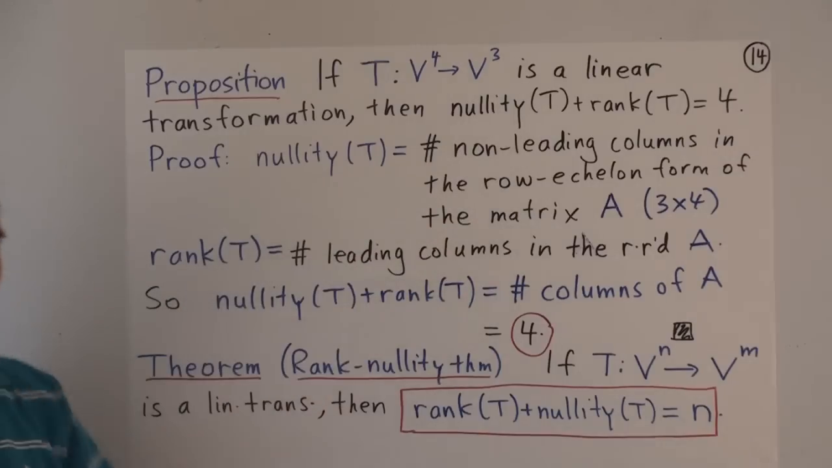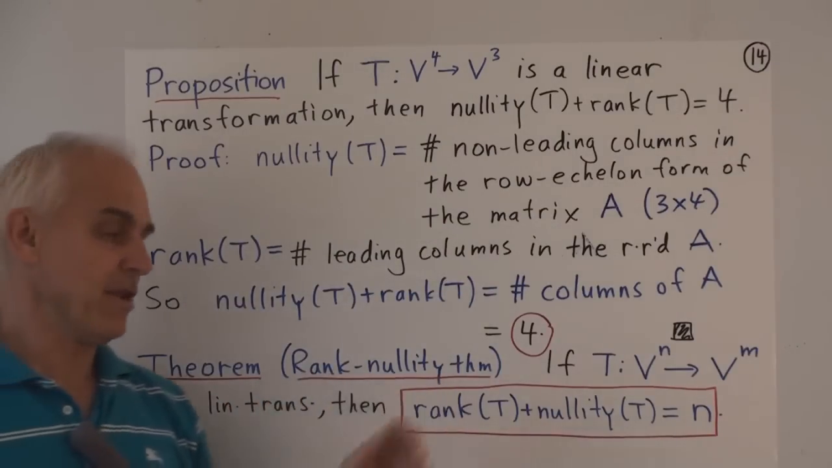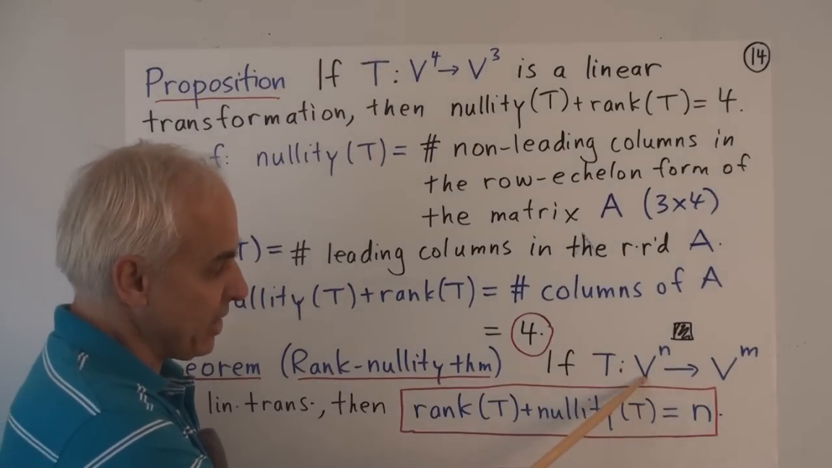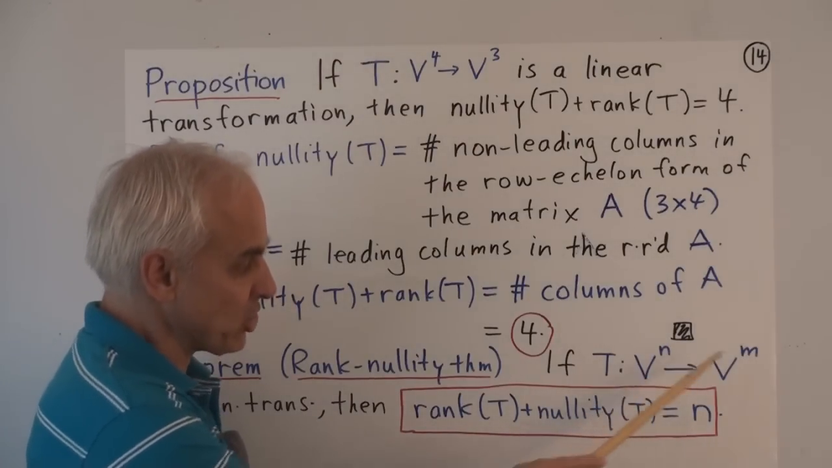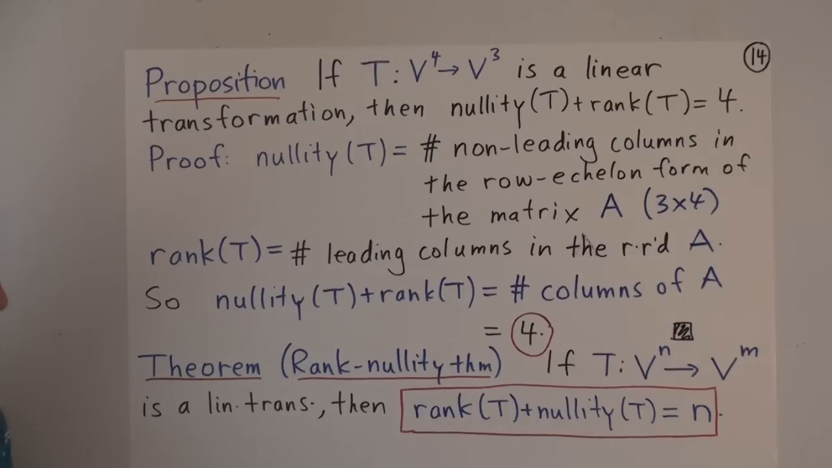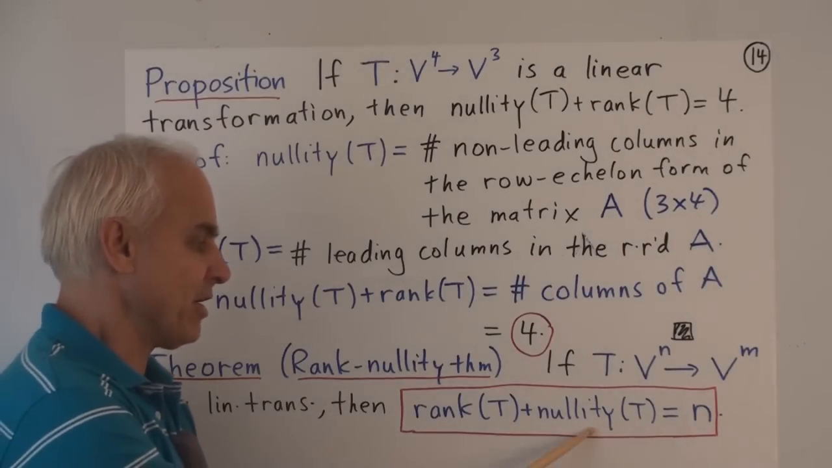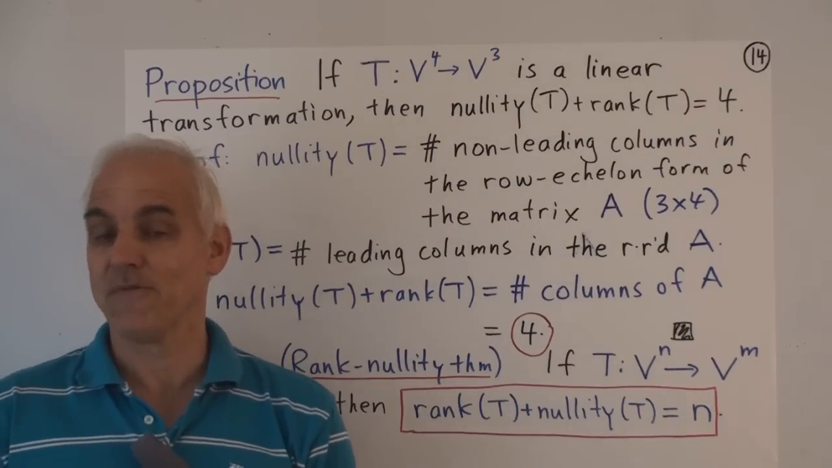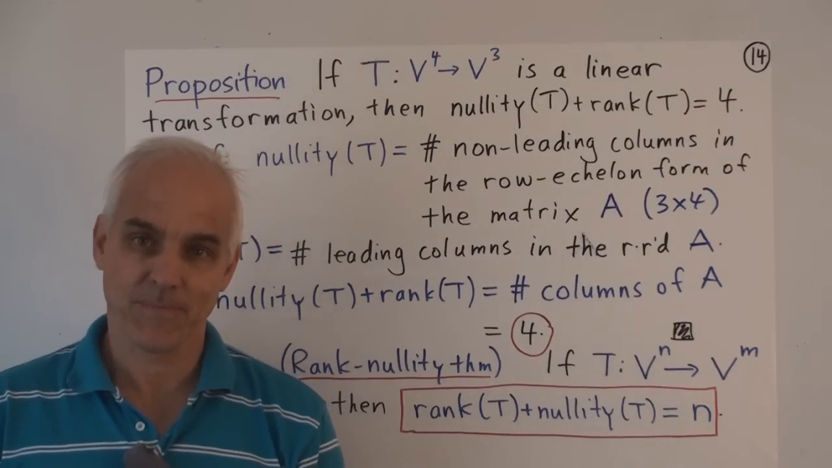The argument is very general, and here is the general theorem, which we call the Rank-Nullity theorem. If we have T, a linear transformation from n-dimensional space to m-dimensional space, then the rank of T plus the nullity of T equals n, the dimension of the space we're starting with.